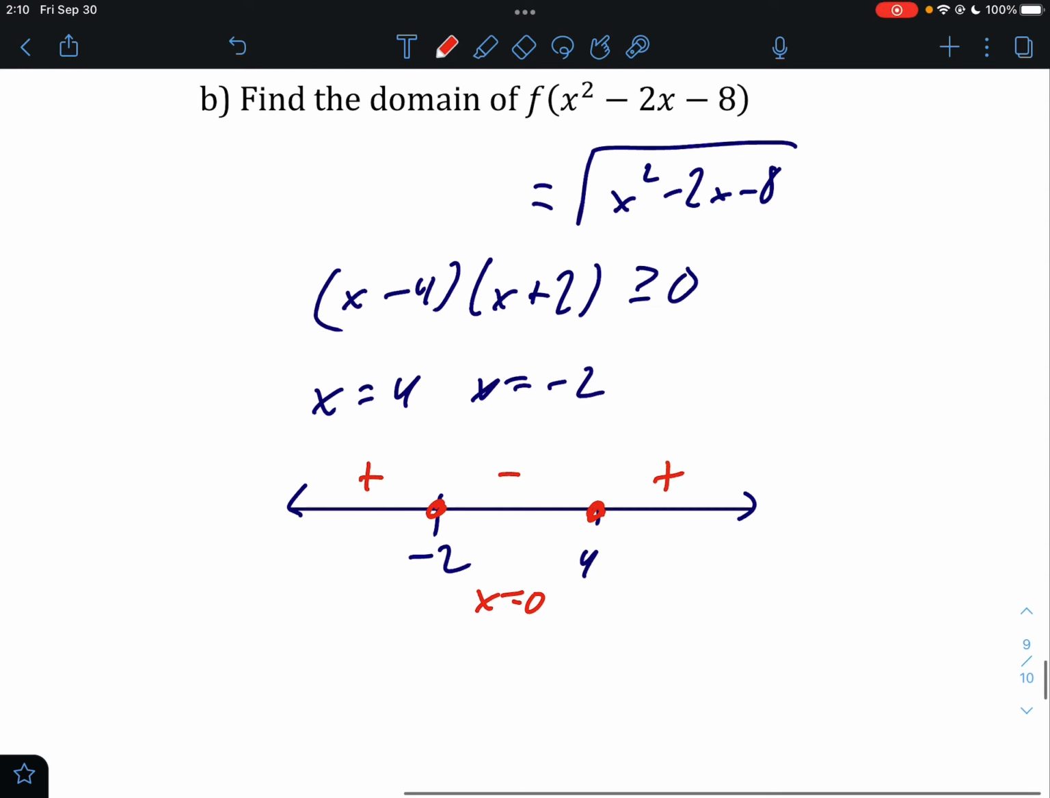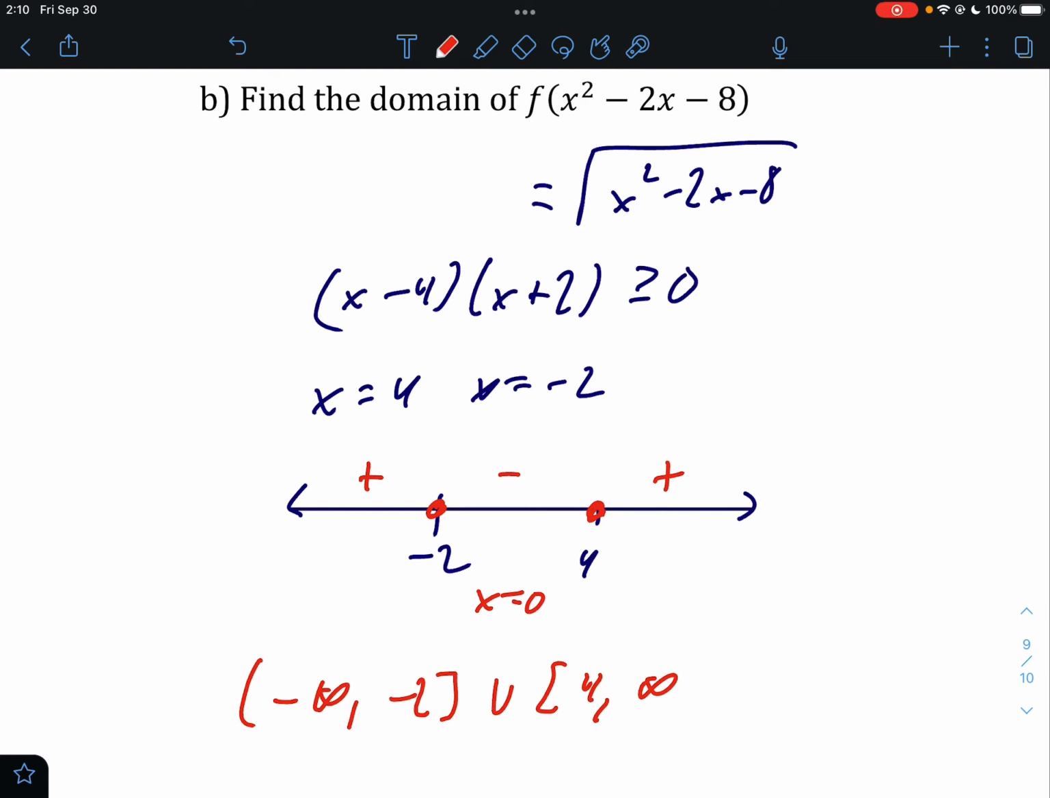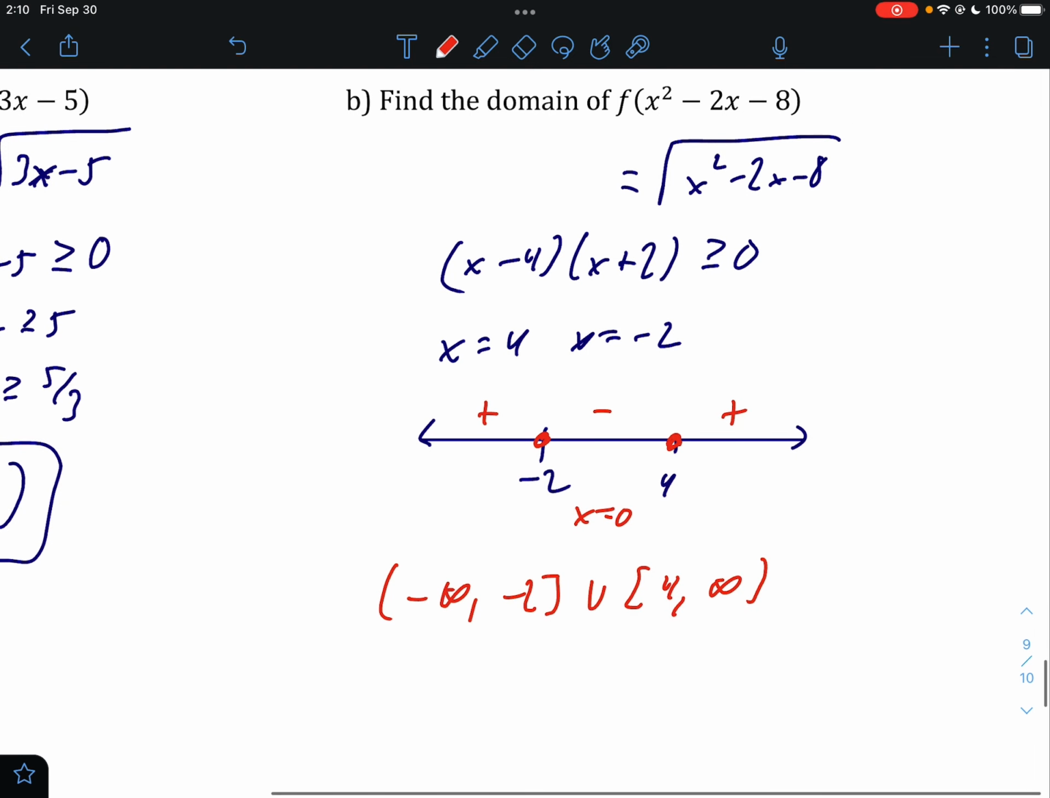Remember, we want it to be greater than or equal to 0, so our answer is going to be -infinity to -2, bracket, union, bracket, 4 to infinity. Okay, or we can write that as x is less than or equal to -2, or x is greater than or equal to 4.